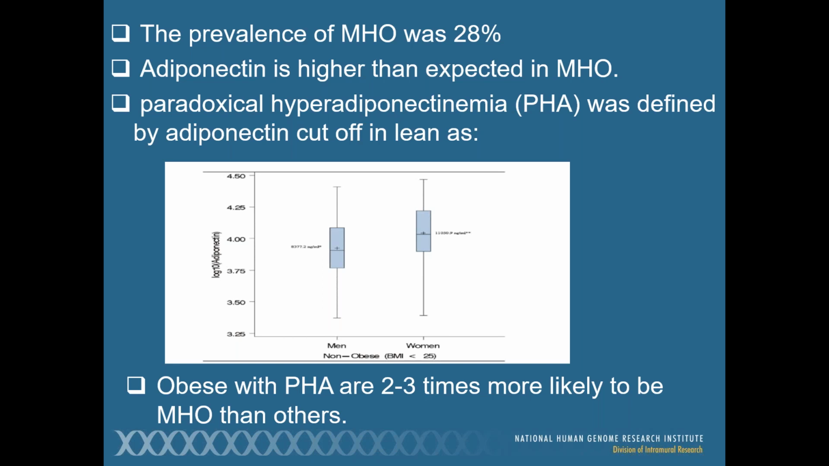And how did we define paradoxical hyperadiponectemia? We just use the cutoff in the lean in this population. So for instance, in men, to have a higher adiponectin, you have to have an adiponectin level greater than 8,000, and in women greater than 11,000. And doing that, what we saw, if you do a logistic regression, is that individuals that have higher adiponectin are 2 to 3 times more likely to be metabolically healthy.